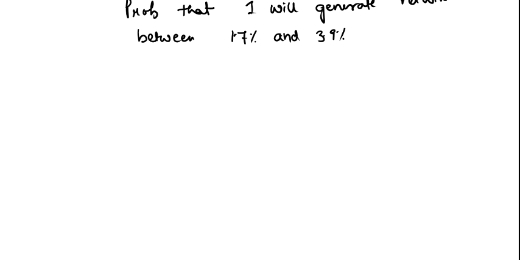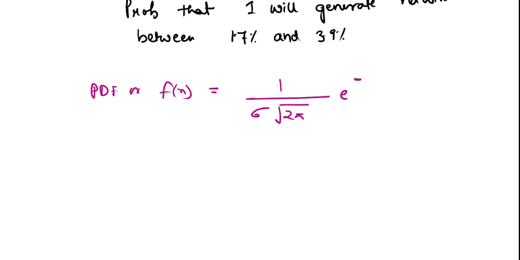Now I will tell you what is the PDF or f of x of normal distribution. This is equal to 1 by sigma root over 2 pi, e to the power minus half, x minus mu divided by sigma whole square. Clear? This is the PDF, and you need to learn it.